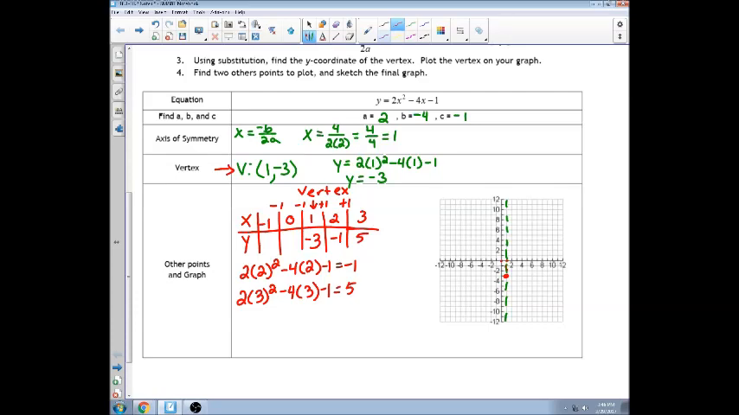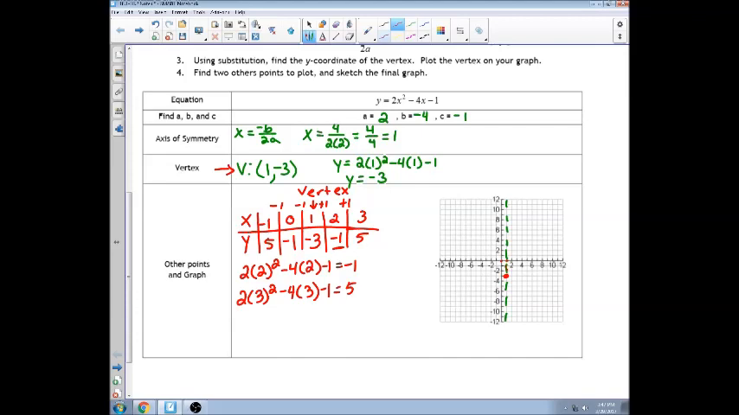Because our parabolas are symmetrical around my vertex, around my axis of symmetry, anything that I have, the value to the right of my vertex is also going to be the same value to the left of my vertex. The value 2 spots to the right of my vertex will be the same as the value 2 spots to the left of my vertex.